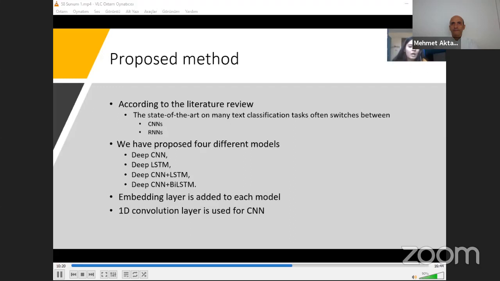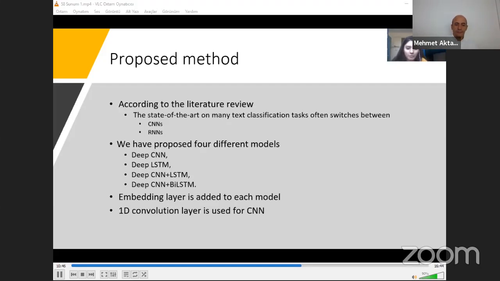So we have proposed some basic models such as deep CNN, deep LSTM. And we have proposed hybrid models which use two different networks. For example, deep CNN and LSTM, deep CNN and bi-LSTM. So we have proposed four different models based on whether they are hybrid or basic.